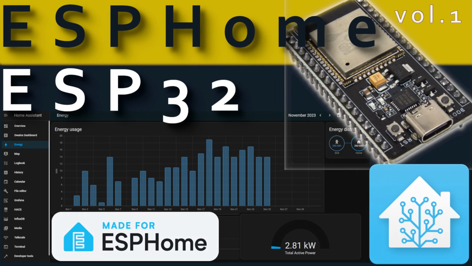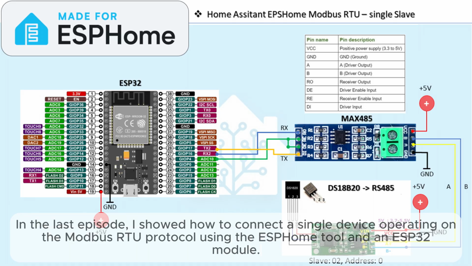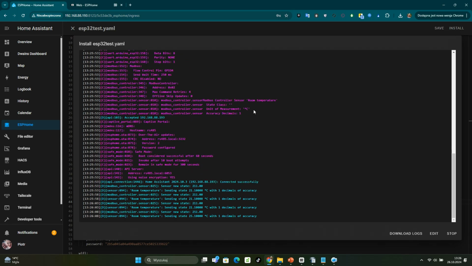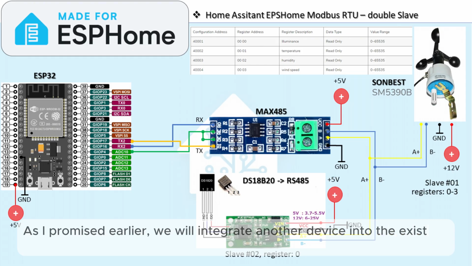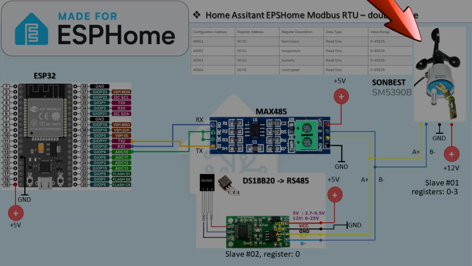For those who haven't seen the previous episodes, I'm sharing a link to my playlist of videos related to Home Assistant. In the last episode, I showed how to connect a single device operating on the Modbus RTU protocol using the ESPHome tool and an ESP32 module. As I promised earlier, we will integrate another device into the existing system on the Modbus RTU network. This will be a weather station.